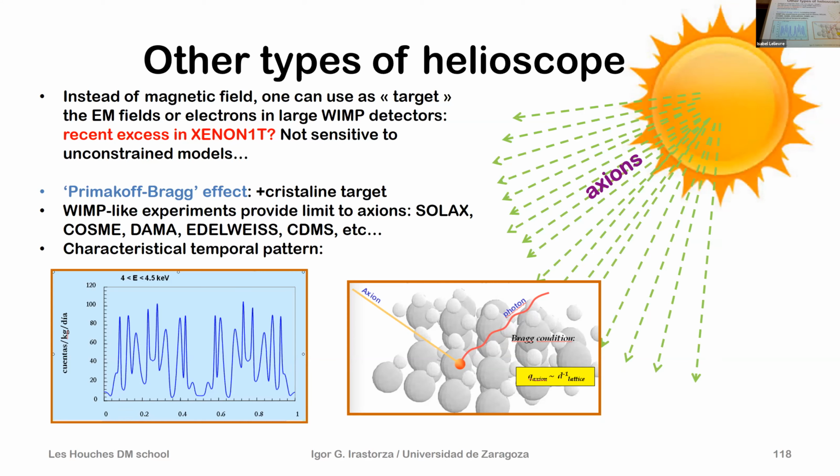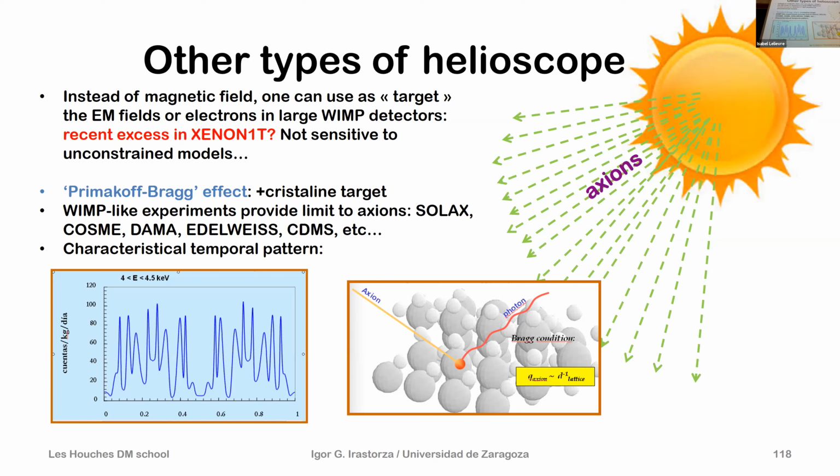One of the techniques that has been used in the past is the use of the Primakoff-Bragg effect. This is basically the conversion of these axions into photons using the electromagnetic fields of the detector. So you don't have a magnet. You use the same detector looking for WIMPs, but it transforms these axions into photons.